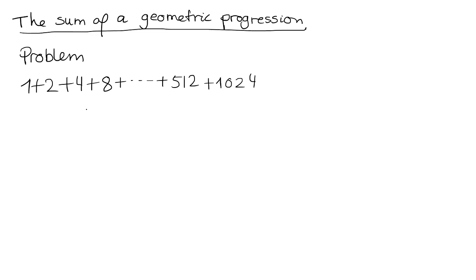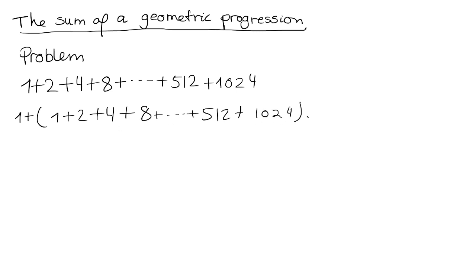We can actually make this problem easier by simply adding 1 to the whole geometric progression. So what we will start by doing is adding 1 to the above geometric progression. Plus 2 plus 4 plus 8 all the way up to 512 plus 1024. Okay, and by doing so, we simply end up with 2 plus 2 plus 4 plus 8 all the way up to 512 plus 1024.